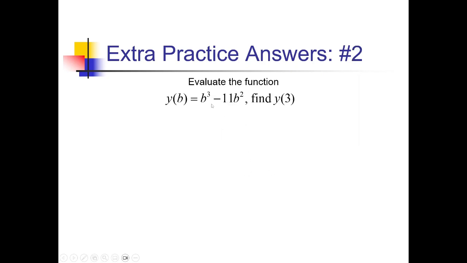For number 2, I've got b cubed minus 11b squared as my function, and I'm plugging 3 into my b values here. So I've got 3 cubed minus 11 times 3 squared. Everywhere there's a b, I put a 3 in there instead. Erase and replace. So simplifying these, 3 to the third is 27. 3 squared is 9. 9 times 11 gives me 99. So I've got 27 minus 99, which comes out to negative 72.